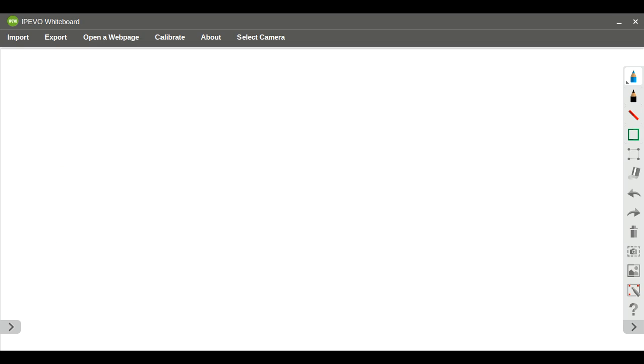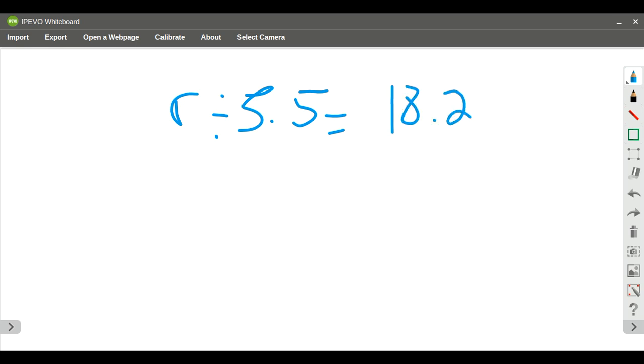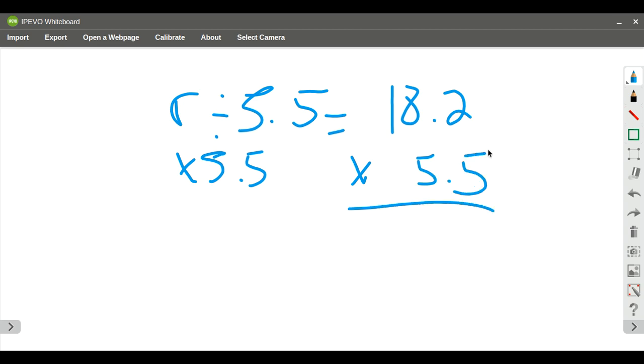What I have is r divided by 5 and 5/10 equals 18 and 2/10. So to solve this, what I'm going to do is multiply both sides by 5 and 5/10. And then I'm going to get my answer. So 2 times 5 is going to be 10. I regroup the 1. 5 times 8 is going to be 40, plus 1 is going to be 41. So I put down the 1, regroup the 4. 5 times 1 is going to be 5, plus 4 is going to be 9. I'm going to put down my 0.